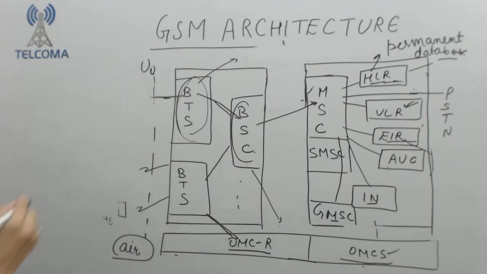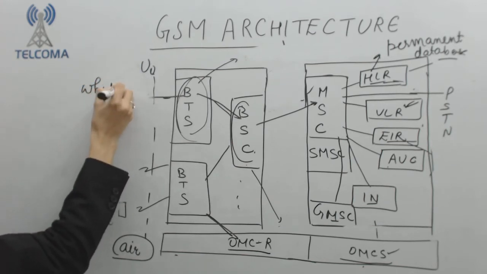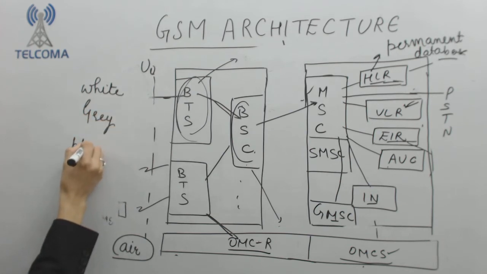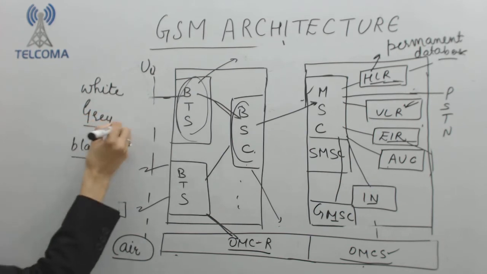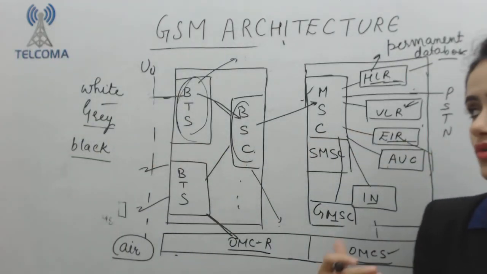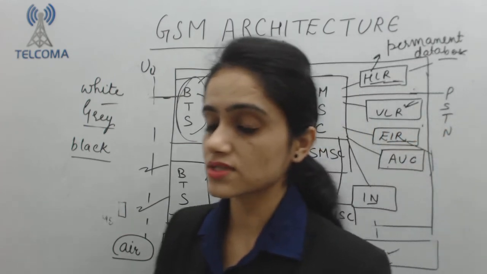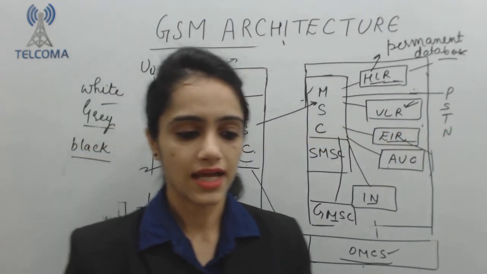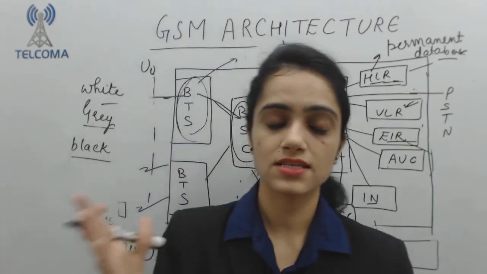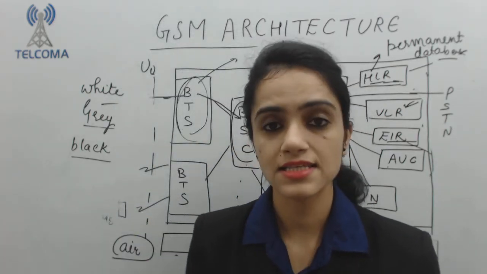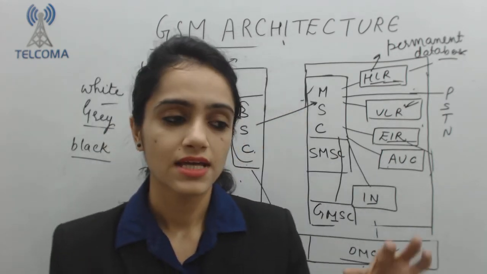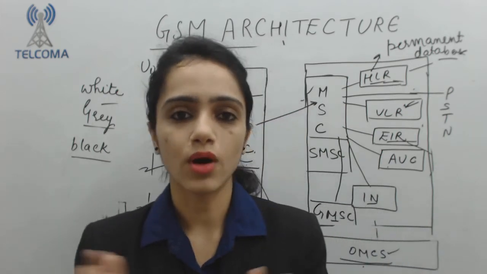In EIR, we have defined whitelist, grey list, and blacklist users. Whitelist users are the normal users, those who are communicating. Grey list users are the service denied users, like I have blocked the incoming or I have blocked the outgoing. So service denied users will be in grey list, and in blacklist I have a total number of blocked users. That means these particular numbers are blocked by the network.